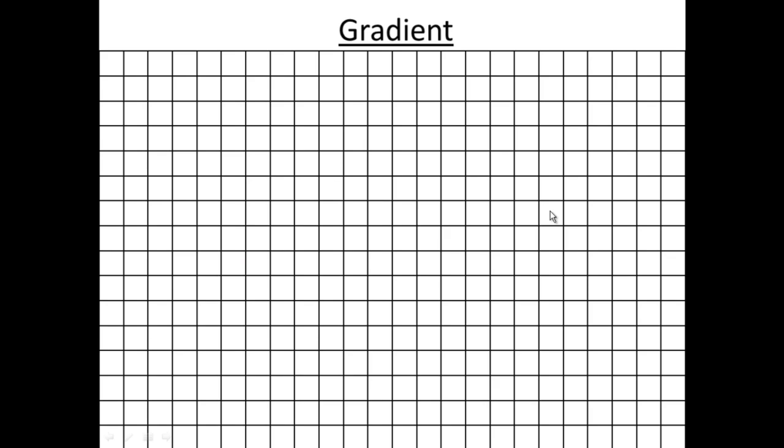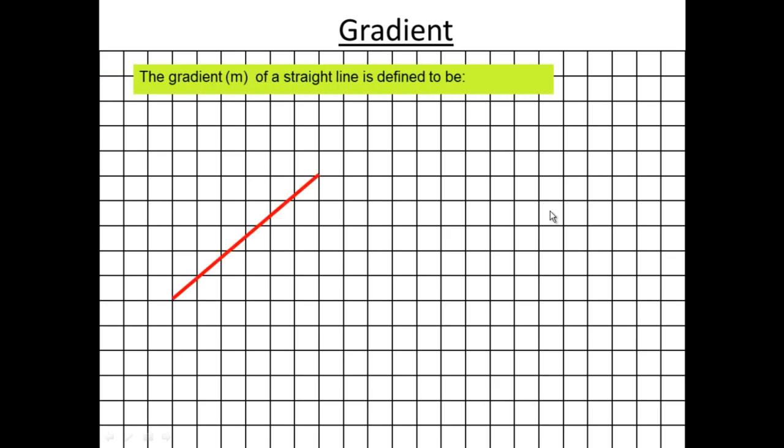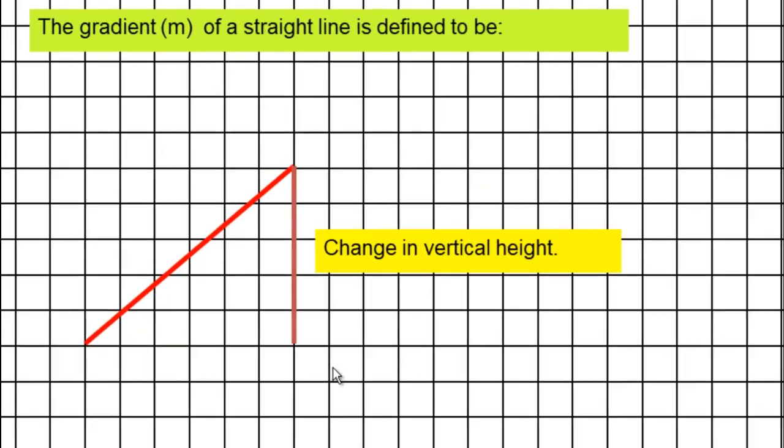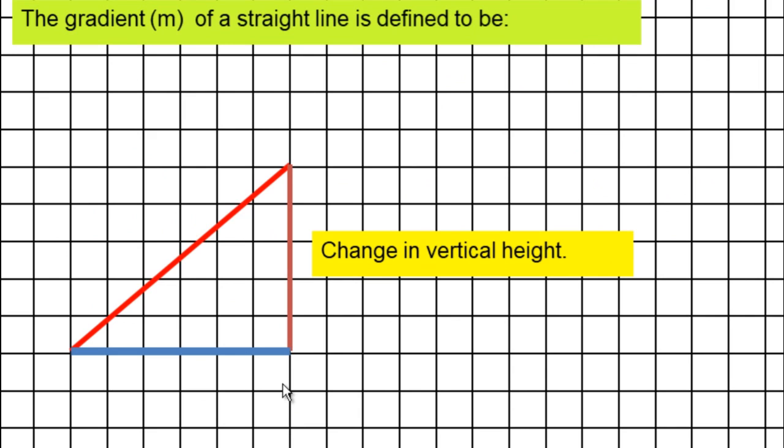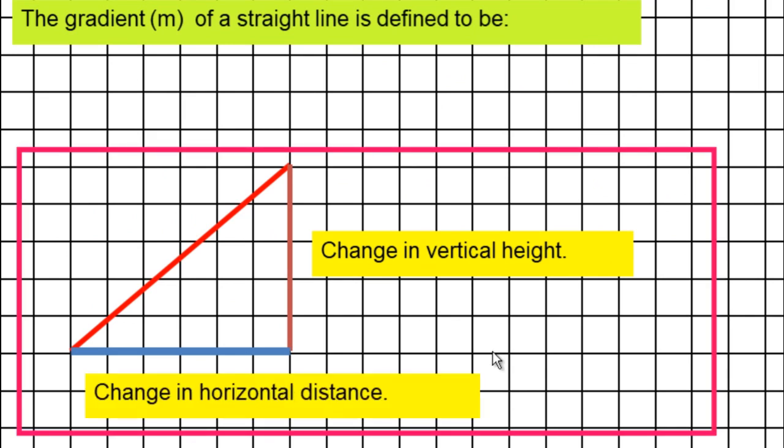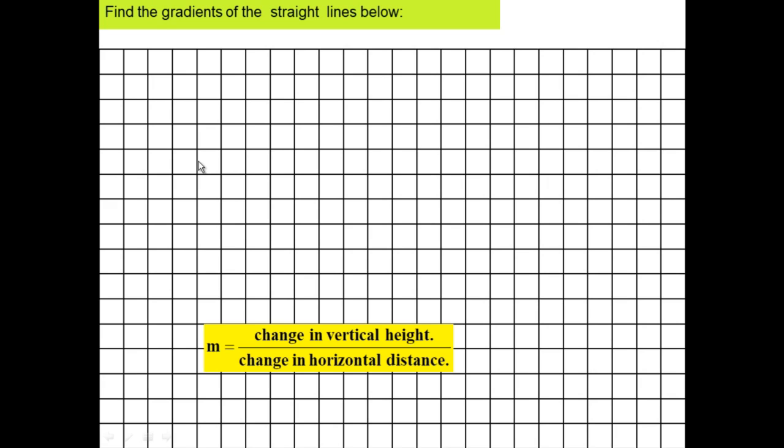What is gradient? Gradient is ratio between vertical height and the horizontal distance. Examples. Look at the first picture. The vertical height is 1, 2, 3, 4 and then the horizontal distance is 1, 2, 3. So the gradient is 4 over 3.